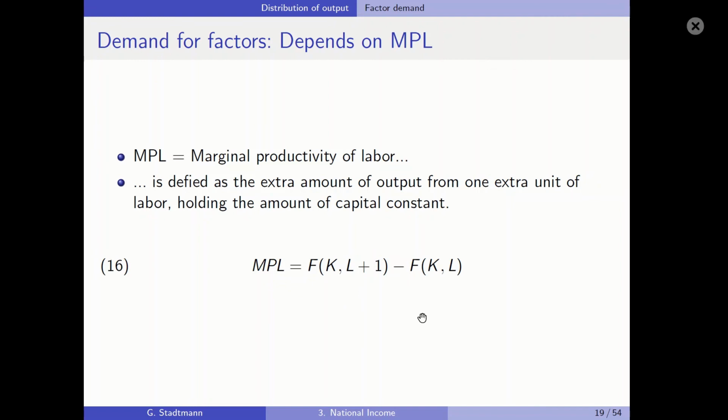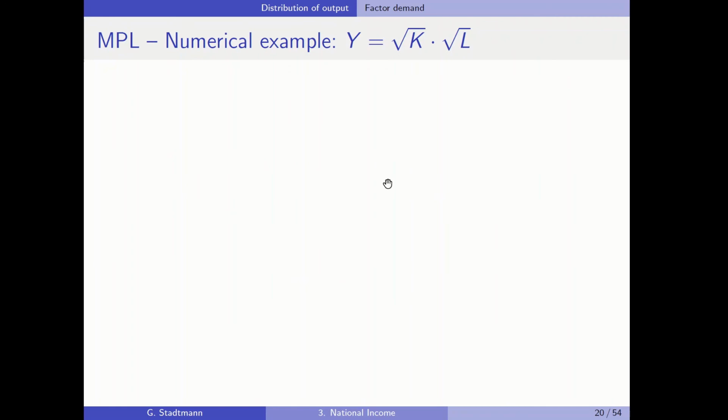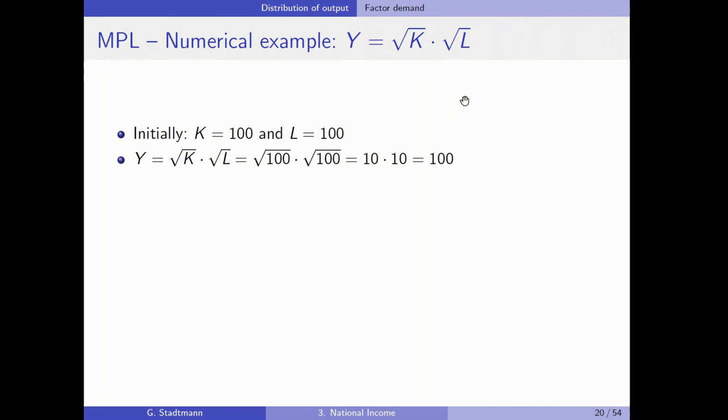Also here, I think it's very important to have a numerical example to highlight what equation 16 implies. So let's have a look. We are working with this well-known production function, y is equal to the square root of k times the square root of L. Initially, our company is working with 100 units of capital and 100 units of labor. And then, of course, this company can produce 100 units of output.